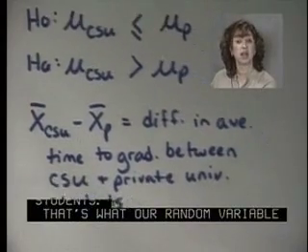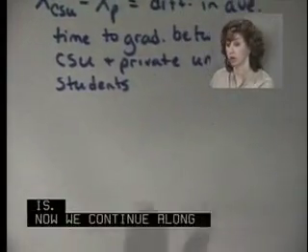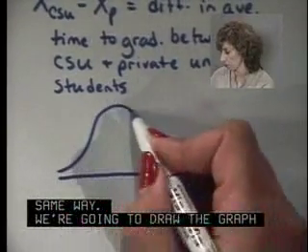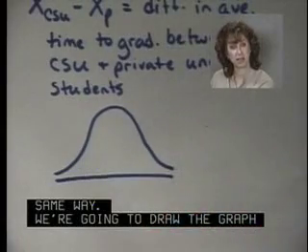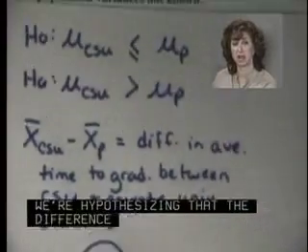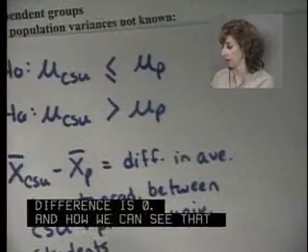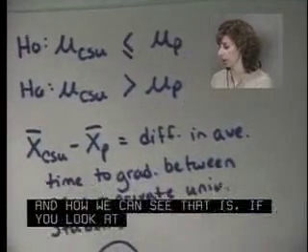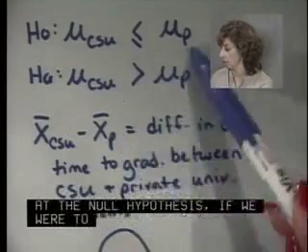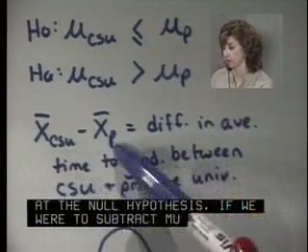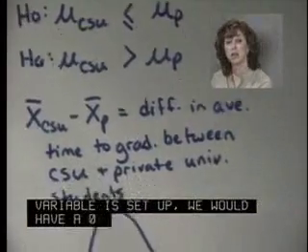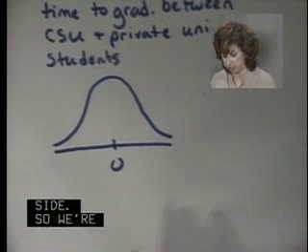Now we continue along just the same way. We're going to draw the graph. We're hypothesizing that the difference is 0. And how we can see that is if you look at the null hypothesis, if we were to subtract mu sub p from both sides, the way our random variable is set up, we would have a 0 over here on the right side. So we're hypothesizing that the difference is 0.